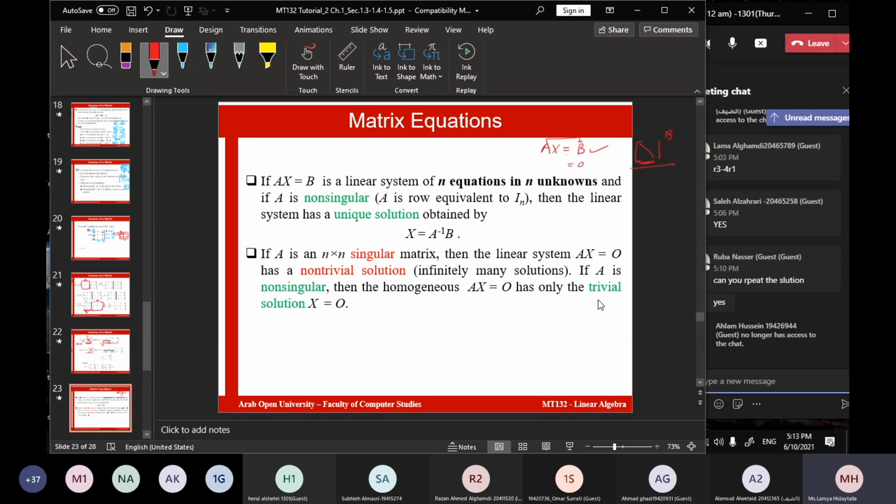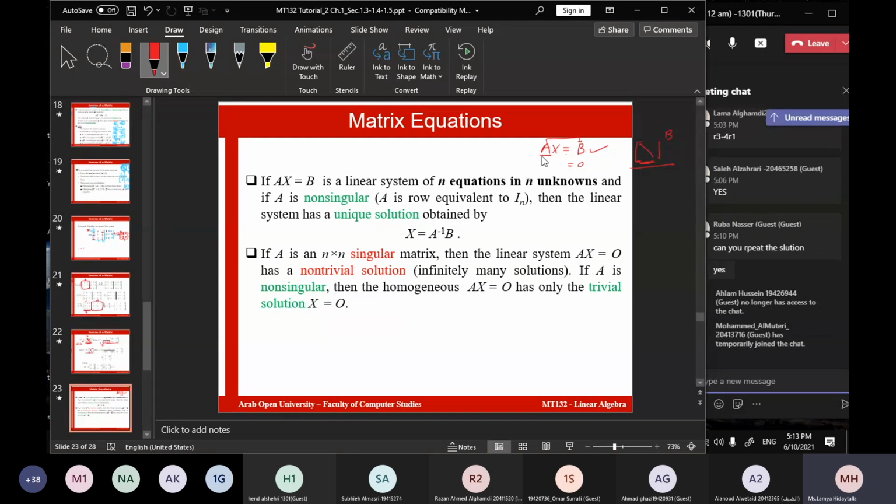Is there another way for solving this system using matrices? Yes. If I knew that this matrix is invertible, that means it has an inverse, then what do I have? A times A inverse is equal to the identity. Correct? Okay. So easily I can use this property to do what?